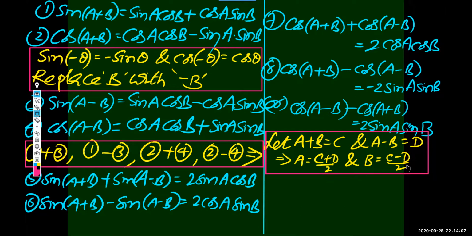What do we have to do now? Just replace A plus B with C and A minus B with D, and A with C plus D by 2 and B with C minus D by 2. Are you with me? Yes, sir. Let us write that.